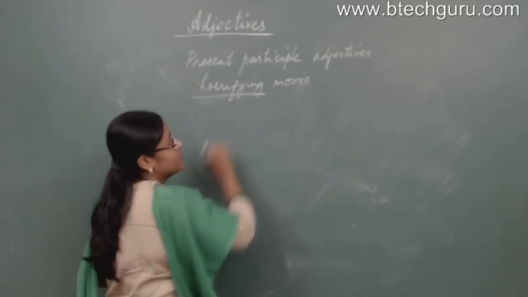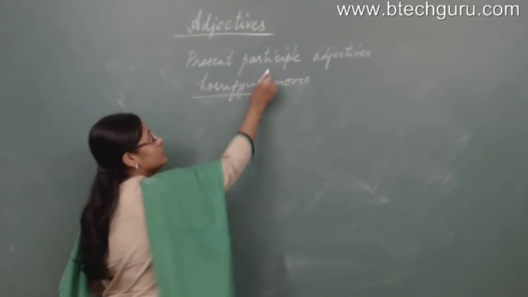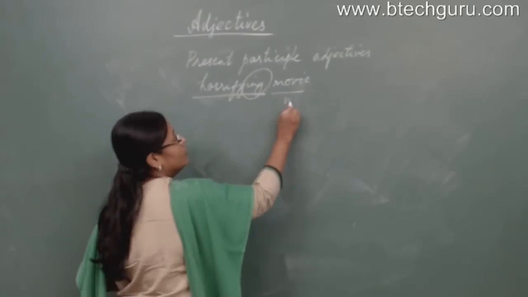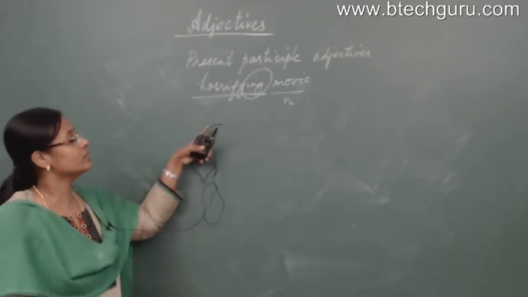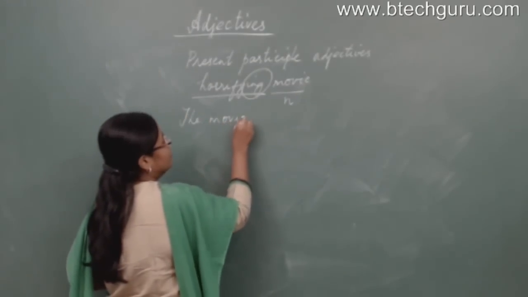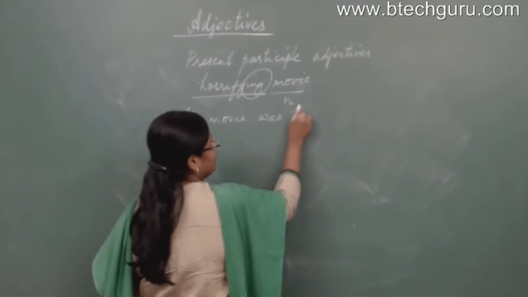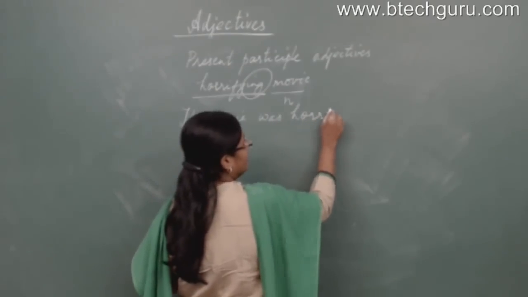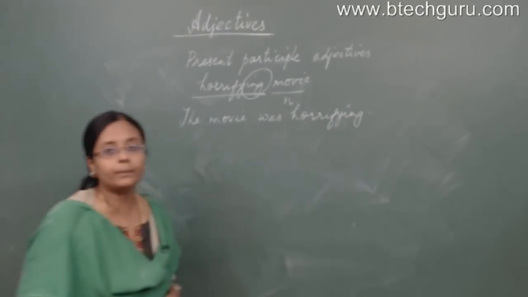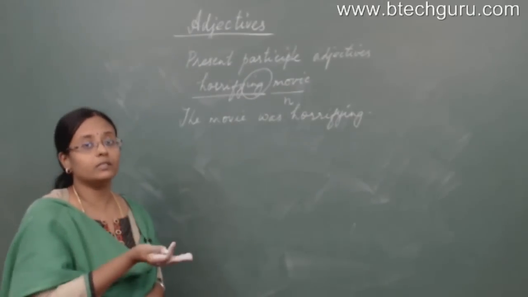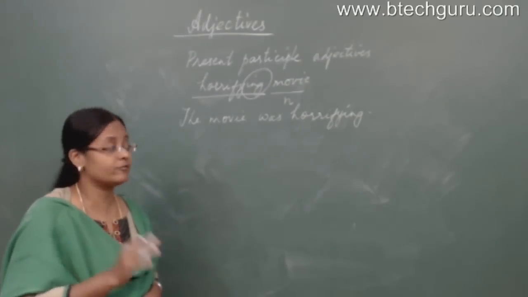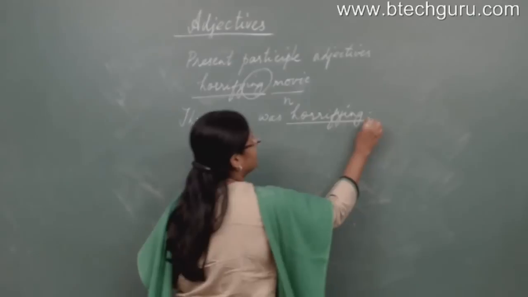So this is the present participle adjective because you find this -ing. This is the noun. So what do we mean by this? The movie was horrifying. But instead, if you want to talk about the people who watched the movie, who were horrified, then remember to use the word horrified. Here, this is the past participle adjective.